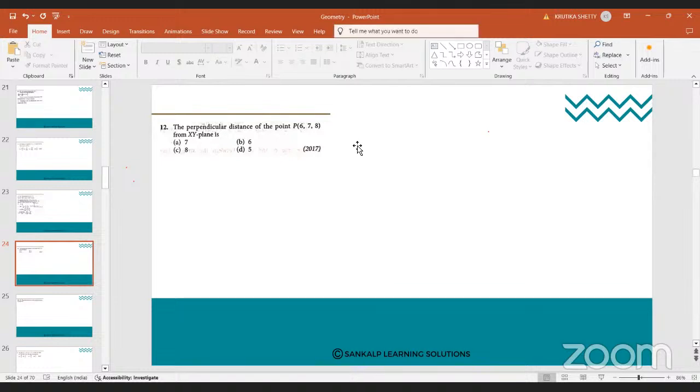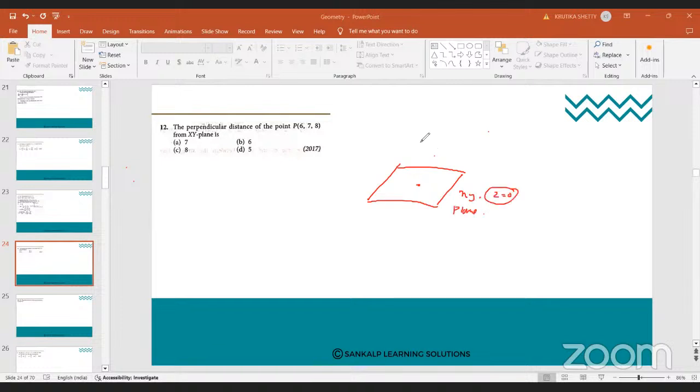Okay, what we need to do, see what we need to do here. The point P is given, okay, the point P is given and the xy plane is given. So see, and this is the xy plane. So in the xy plane we know, okay, the z coordinate will be equal to what? 0 in the xy plane. Z coordinate will be equal to 0.